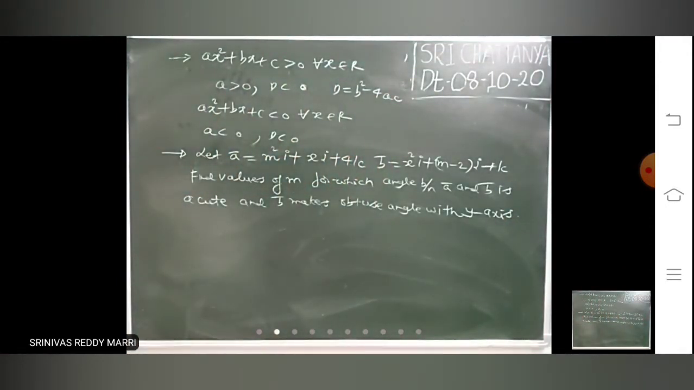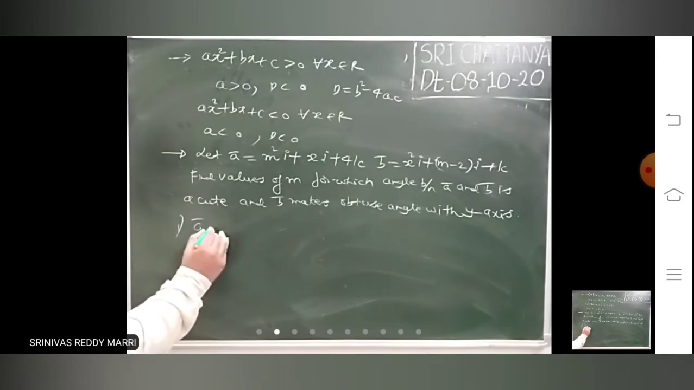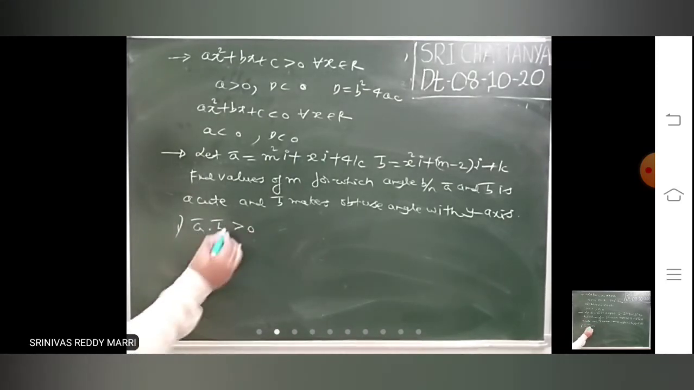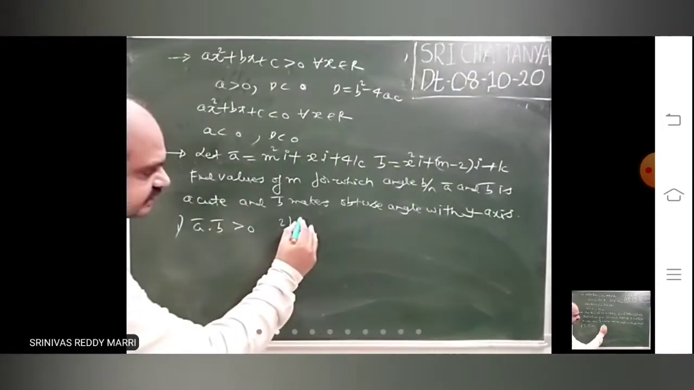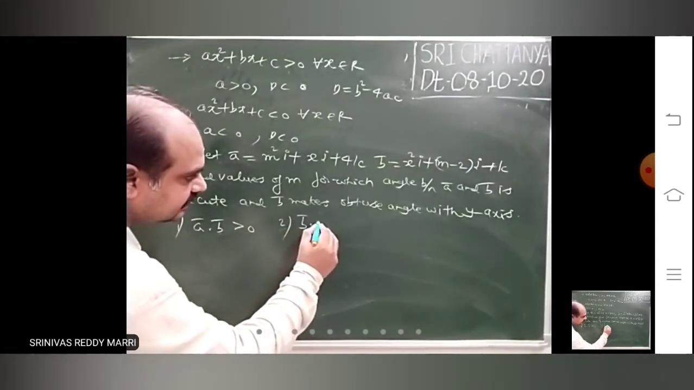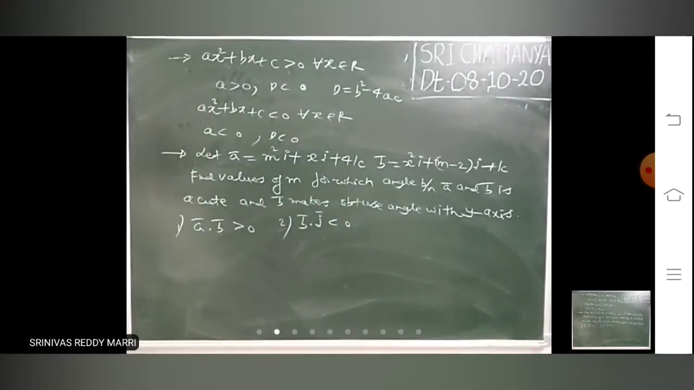Like this, it tells about the angle between vectors A bar and B bar. So acute angle means what is the condition? One condition is A bar dot B bar greater than 0. B bar makes an obtuse angle with the y-axis, that means B bar dot J bar less than 0. These two conditions are given. So number 1, A dot B greater than 0.